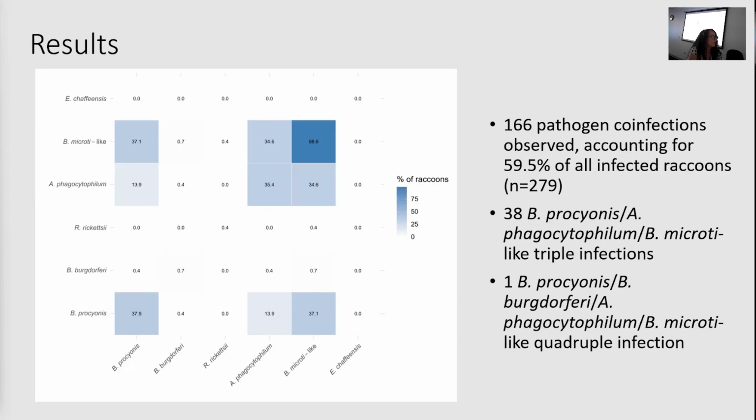So this heat map here is just showing you the prevalence of pairwise co-infections detected in raccoons across my study sites. And overall, I found 166 pathogen co-infections, and this accounts for about 60% of all of my infected raccoons, which was 279 out of 280. I also observed 38 triple infections between raccoon roundworm, Anaplasma phagocytophilum, and Babesia microti-like. And I also observed one quadruple infection between raccoon roundworm, Borrelia burgdorferi, Anaplasma phagocytophilum, and Babesia.